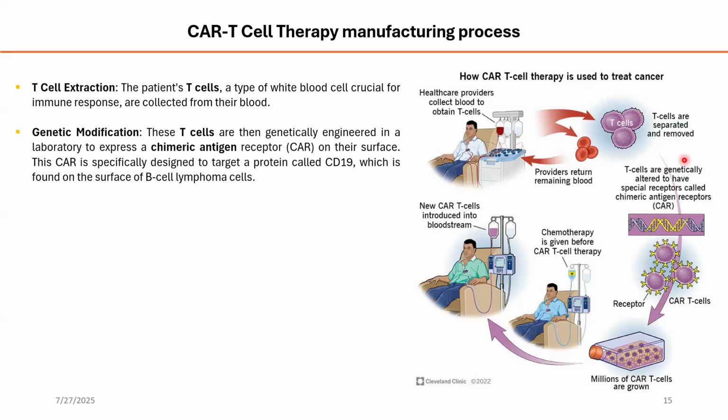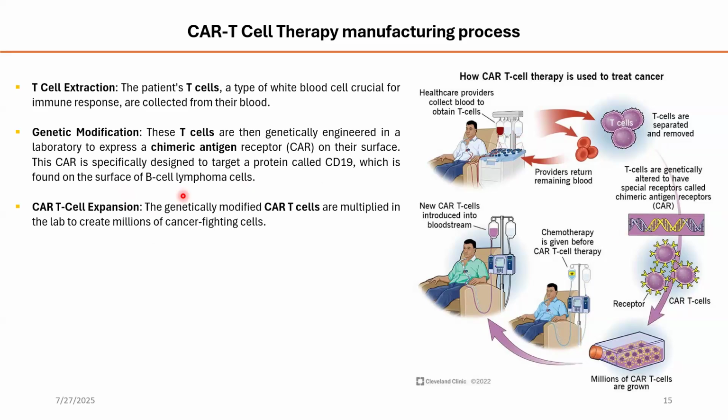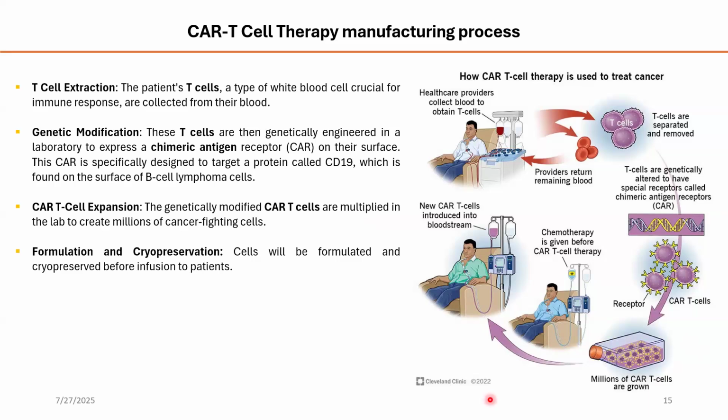The collected T cells are then proliferated, and then they are genetically modified to express these CAR antigens on their surface. This is designed specifically for a protein called CD19, which is found on the surface of B-cell lymphoma. Then you do the CAR T cell expansion. These genetically modified CAR T cells are multiplied in the lab to create millions of cancer-fighting cells. Then the formulation is done in a vial and they are cryopreserved.